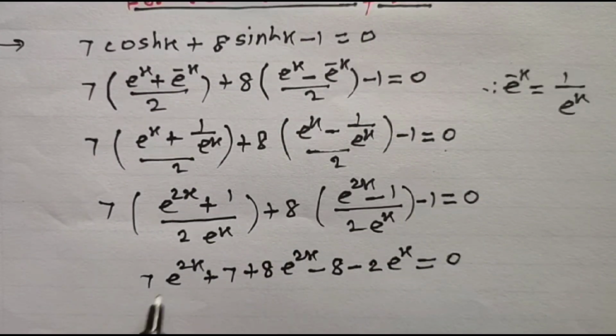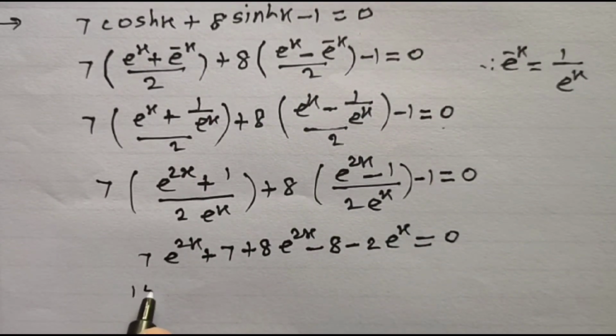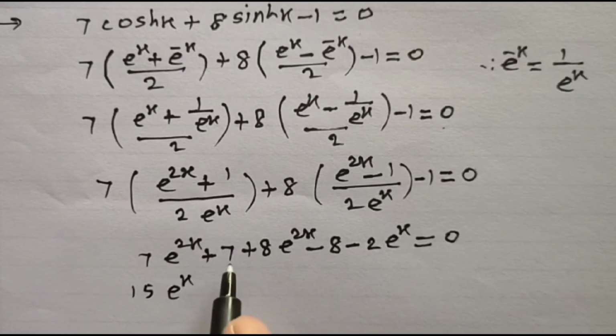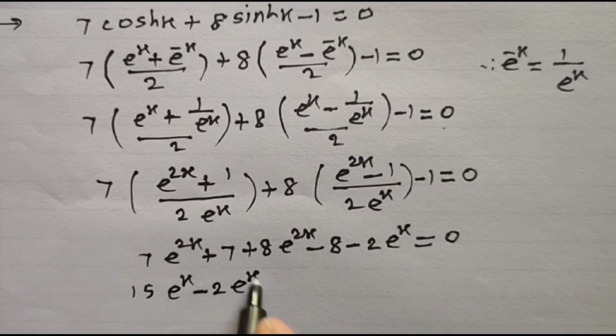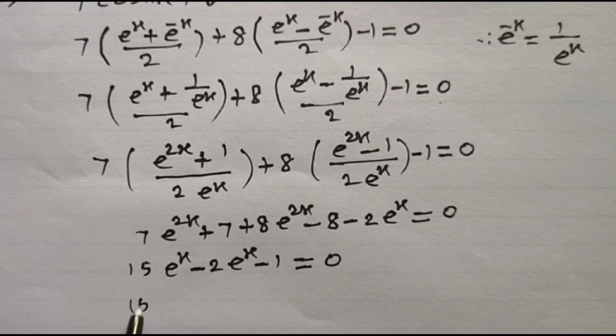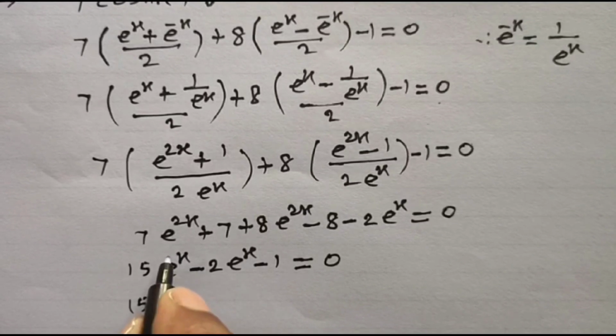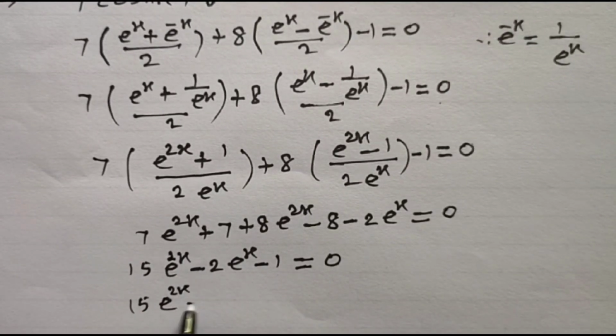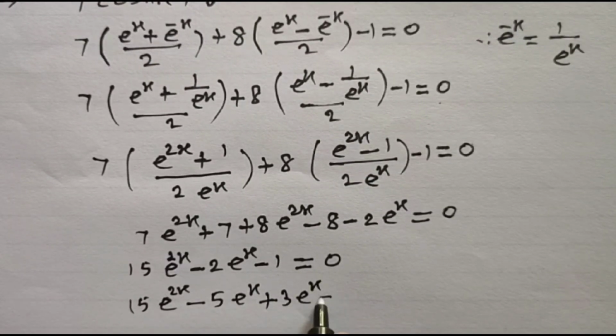7 times e to the power 2x plus 8 times e to the power 2x, that is 15 times e to the power 2x. Then plus 7 minus 8, that is minus 1, minus 2 times e to the power x is equal to 0. Hence 15 times e to the power 2x minus 5 times e to the power x plus 3 times e to the power x minus 1 is equal to 0.